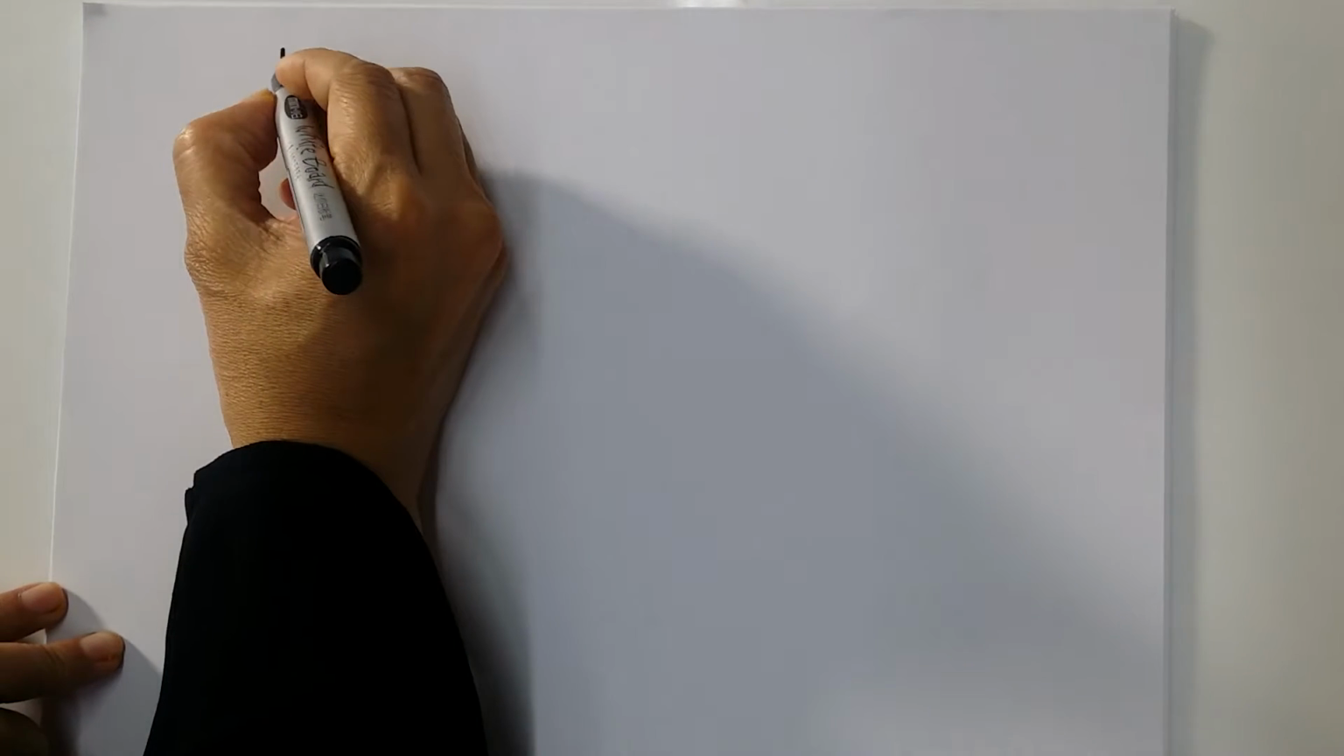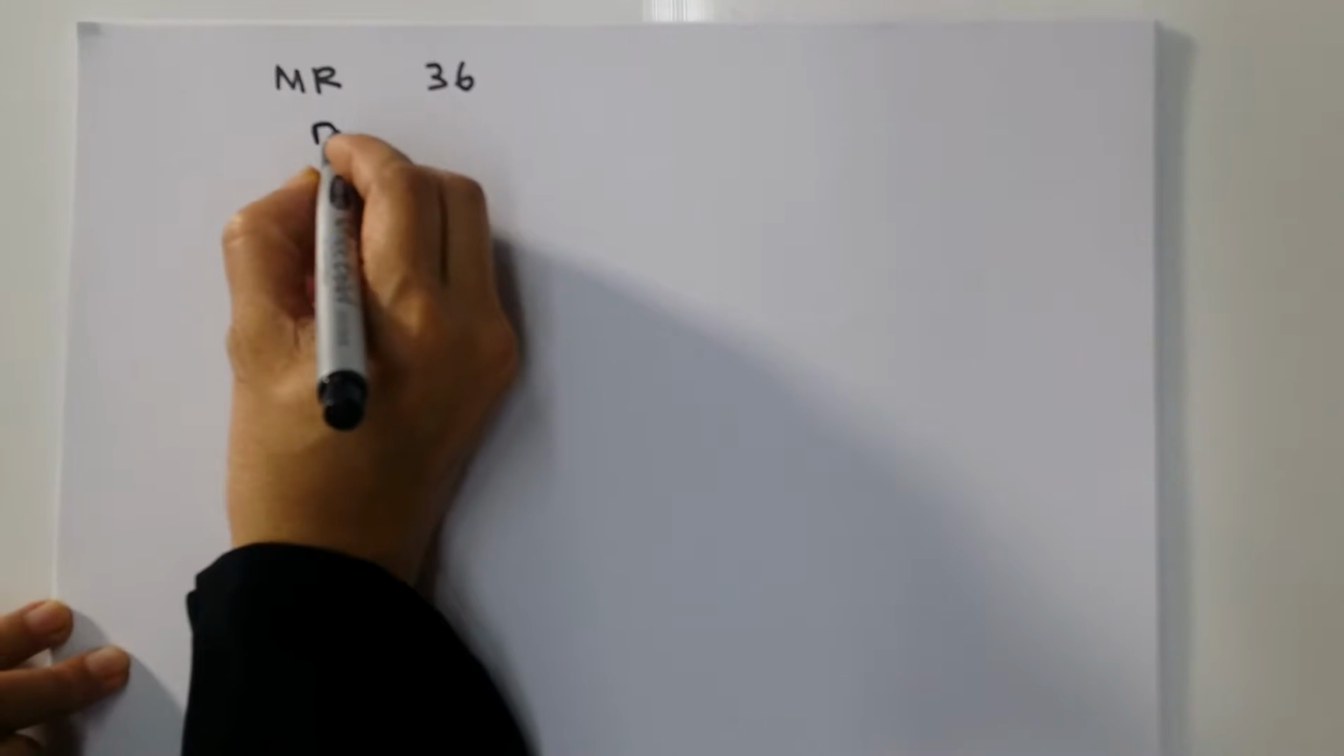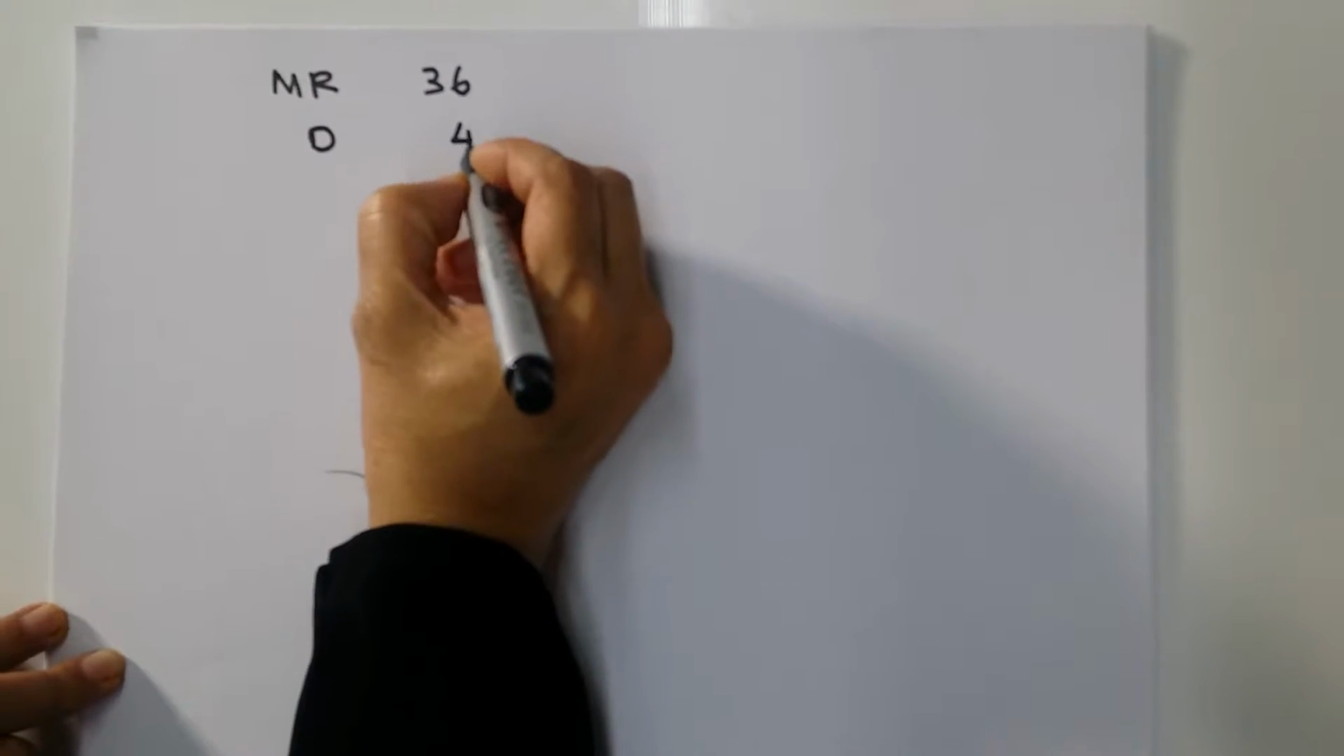I like to jot all the important information down so that I have a clear idea of the question. Okay, what information do we have? We know that Mrs. Rani is 36. So Mrs. Rani, I use MR for Mrs. Rani, 36 years old. We just use point form. The daughter, I use D for the daughter, is 4 years old. Okay, this is the information we have.